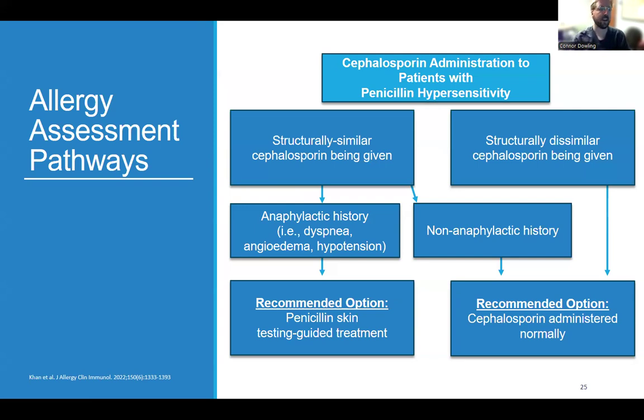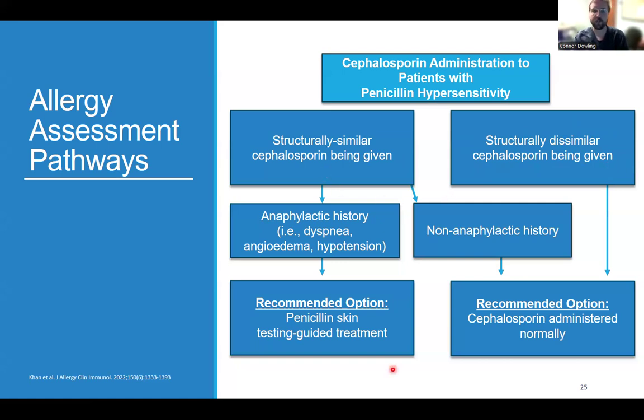So when we look at this here, we can see that there are two distinct ways that we can start this pathway. First of all, we can start with our structurally similar cephalosporin being given. So this could be a situation where cephalexin is being given in the patient with a history of an amoxicillin allergy, whereas on the other side, we have our structurally dissimilar cephalosporin being given. And to continue with that same analogy, a patient being administered ceftriaxone, but they have a history of amoxicillin allergy. So we'll just go ahead and start with our structurally similar cephalosporin being given.